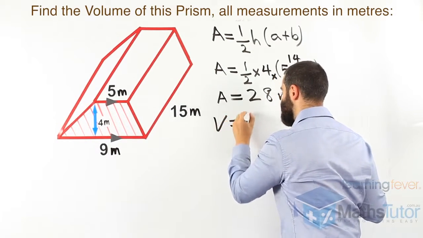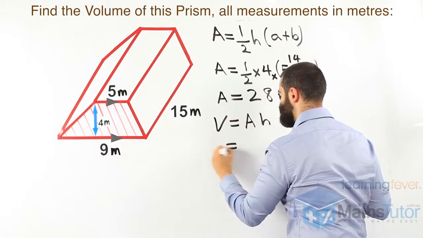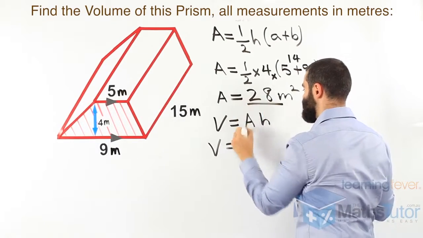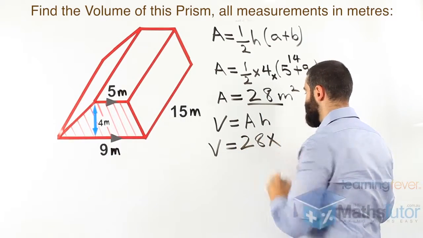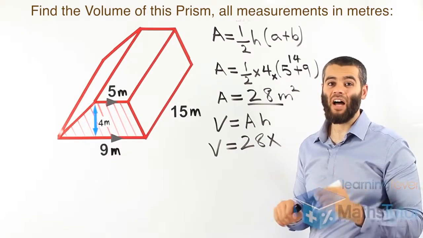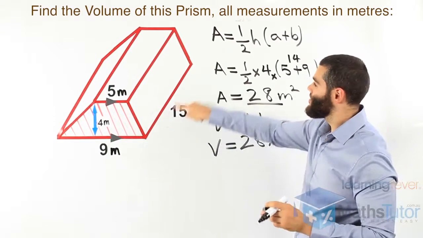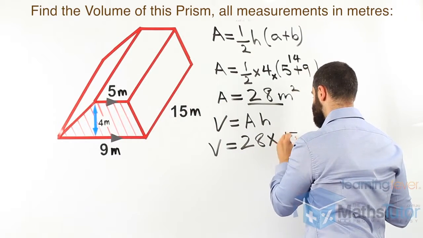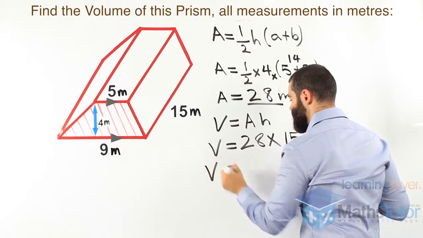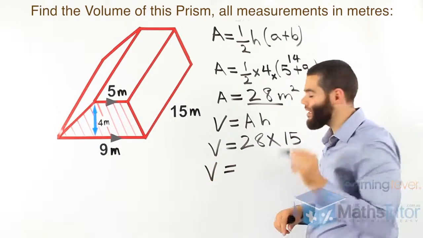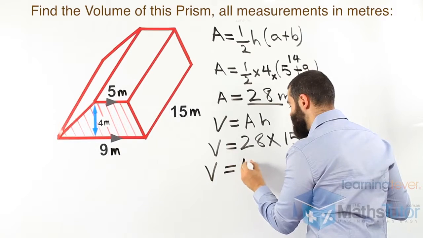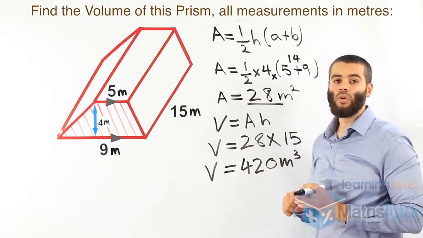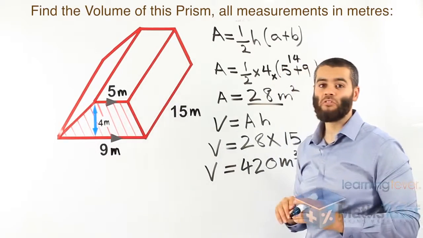V equals AH. Volume equals the area of the cross section. There it is. 28 times the h, the height of the prism. Where is it? This is the height of the trapezoidal prism. It is 15 meters. So 28 times 15, grab your calculator, work it out, 28 times 15, 420 cubic meters. 420 cubic meters is the volume of this trapezoidal prism.